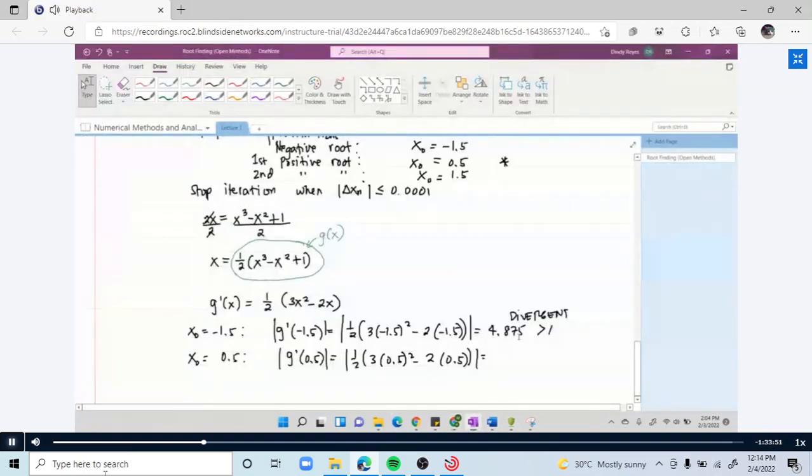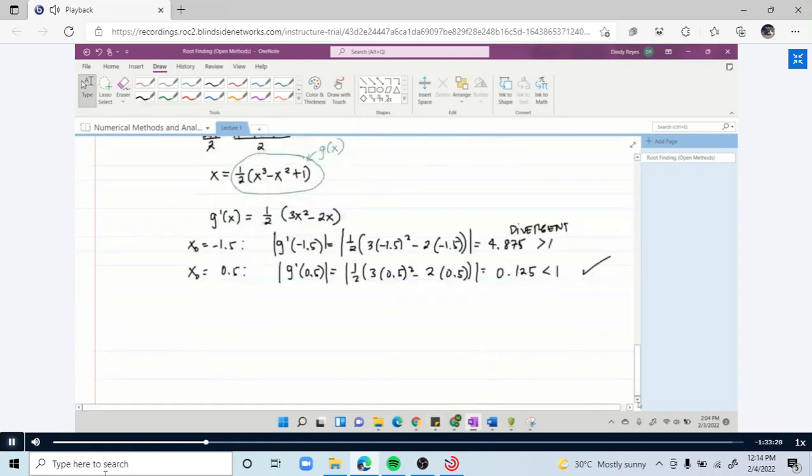One-eighth. Okay. Positive, because it should be the absolute value. So it's 0.125, no? 0.125, which is less than 1. So this will converge to the first positive root using this rearrangement. Okay, so that's fine. What about for the other one?